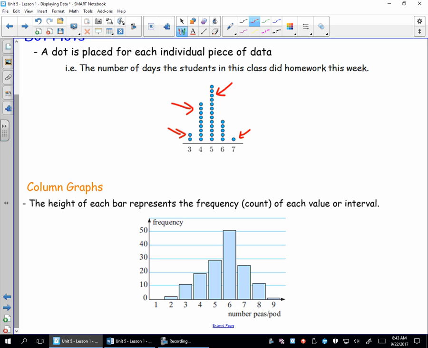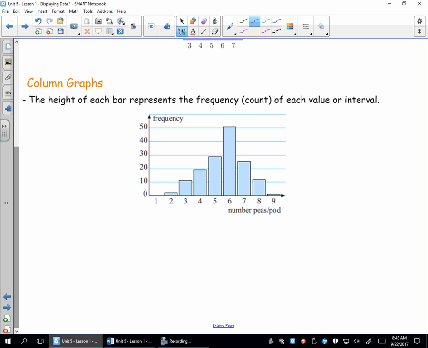A second graph we're probably familiar with would be a column graph. So the height of each bar represents the frequencies. So how many peas are in a pod? Well, there's two peas in each of those pods. There were 3 peas in each of these pods. That happened, I don't know, 11 times. There were 6 peas that happened a whole lot of times, and that happened, I don't know, 51 times maybe. And you're estimating off your graph, right? 51 about that. Okay, so we can figure out how often something occurs.